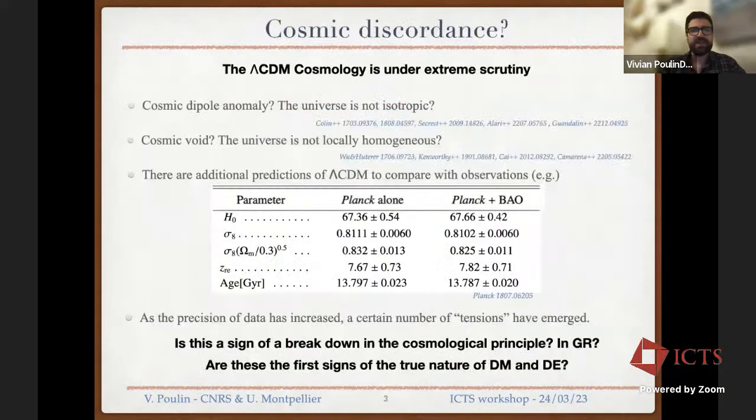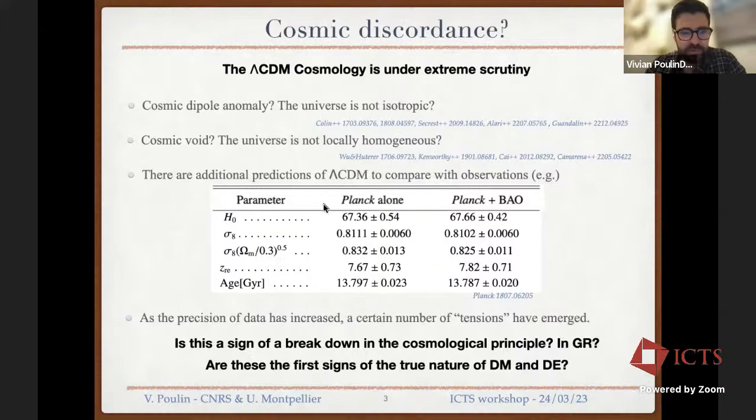But now that the cosmological model is under extreme scrutiny with higher accuracy measurements, we start seeing issues. Some are more or less long-standing, such as, and I think we had a review about this during this workshop, the cosmic dipole anomaly and the question of whether the universe is isotropic. There are also questions about whether our universe is locally homogeneous, whether we live in a void.